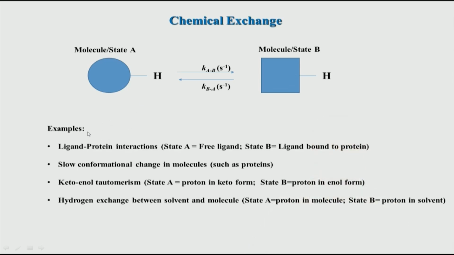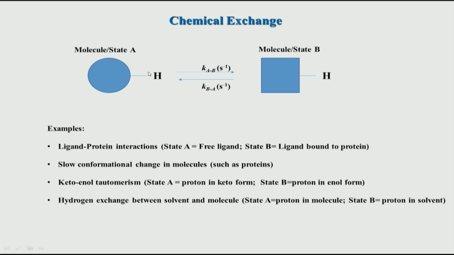A few examples: when you are studying ligand to protein interaction, suppose your ligand is state A, and this hydrogen atom is attached to the ligand. Now this ligand goes and binds to a protein, and this whole box here could be the protein plus the ligand, that is the bound form, and in the bound form the same hydrogen can be called as being in another state, state B.